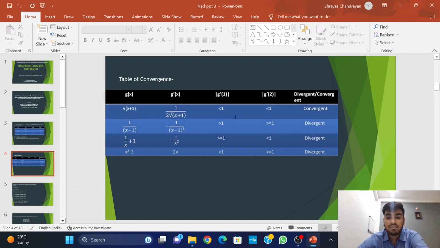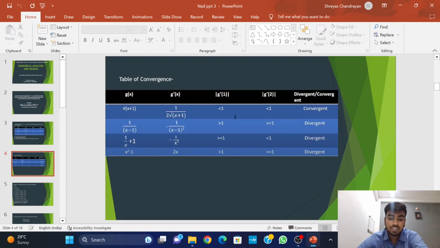So the table of convergence is: root of x plus 1, so g dash x is equal to 1 upon 2 root x plus 1, where g dash 1 is less than 1 and g dash 2 is less than 1. Therefore, it is convergent. For the second equation, 1 upon x minus 1, g dash x is equal to minus 1 upon (x minus 1) whole square, which is greater than 1. So g dash 2 is greater than or equal to 1. Therefore, the equation is divergent.